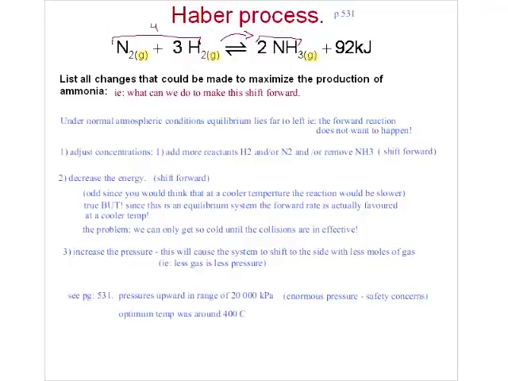If you look in your textbook, the conditions that are favored here are extremely high pressures, up to 20,000 kilopascals, very, very high pressure. And at that high pressure, there's a great big safety concern. And the optimum temperature is around 400 degrees Celsius, which is really quite hot for the most part. You know, water boils at 100. But from an industry perspective, we could easily have a chemical reaction happening at, say, 900 degrees Celsius. But at 900 degrees Celsius, this reaction would be much slower than we would expect it to be. It would be much quicker at 400 than it would be at 900.